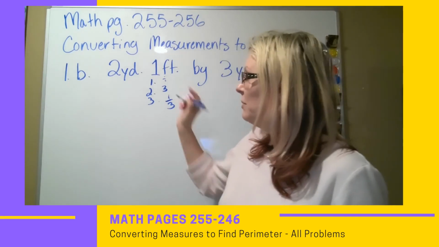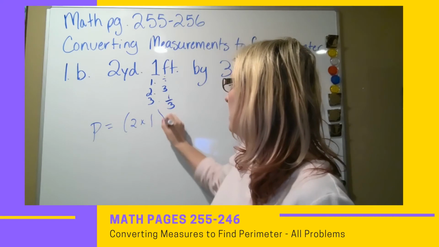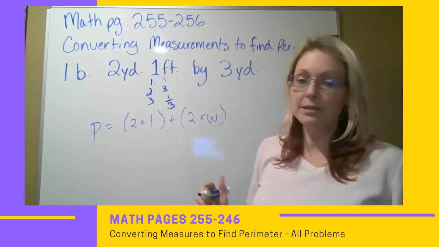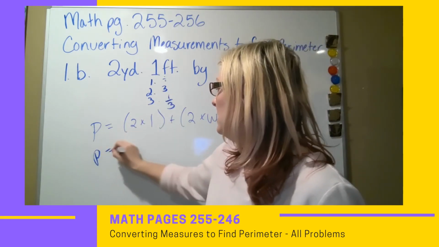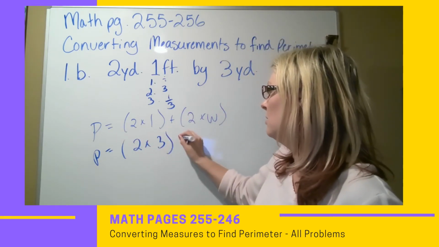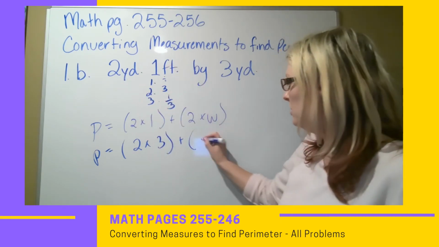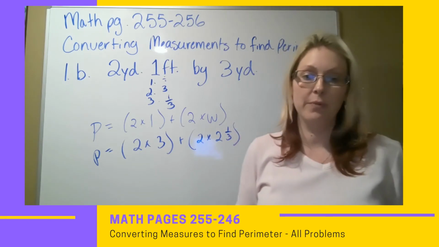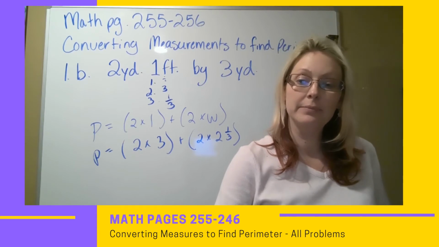Next, we go ahead and we plug it in. P equals 2 times L plus 2 times W, right? And we're going to plug it in, okay? So we have P equals 2 times 3, because that's our longest length, and we have 2 1/3 yards. So 2 times 2 1/3 yards, right? Got it? Okay, now we have to go ahead and multiply.